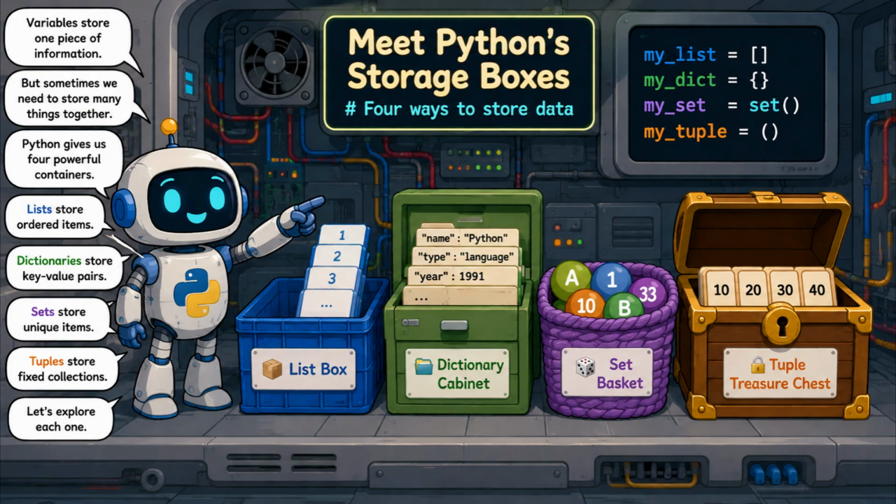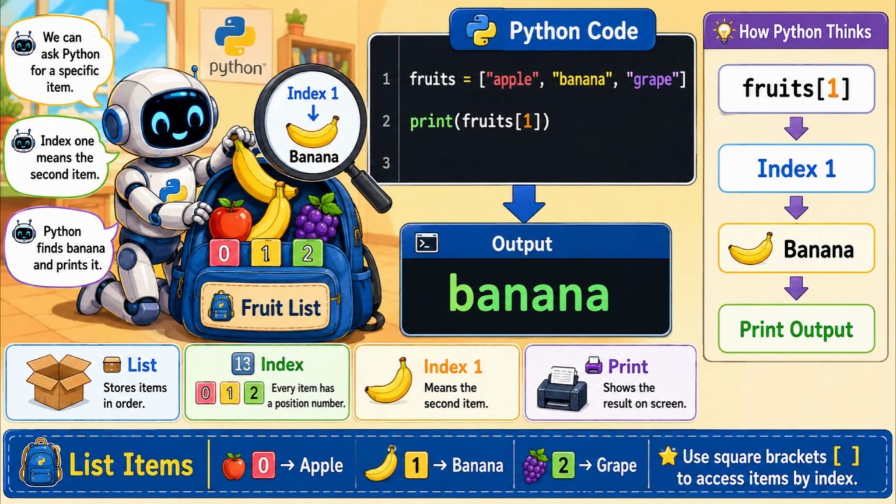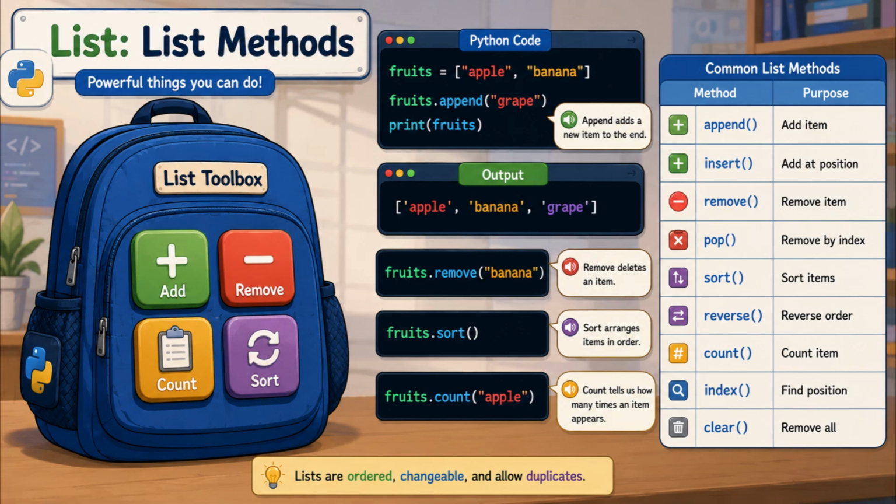Let's explore each one. A list is like a backpack. You can put many items inside. The order matters. Every item has a position called an index. The first item is index 0. We can ask Python for a specific item. Index 1 means the second item. Python finds banana and prints it.